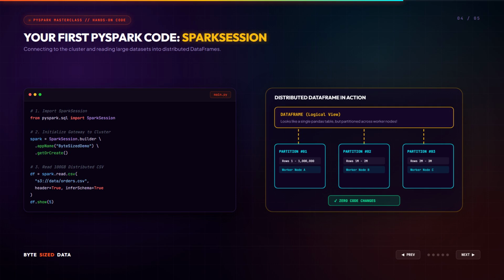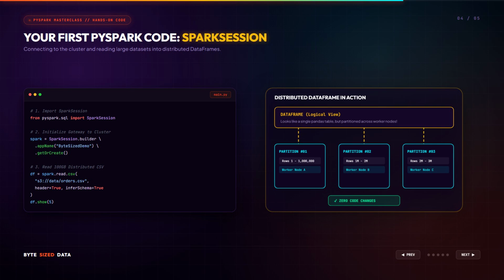On the left side in our code editor, the very first thing you create in any PySpark application is a SparkSession using the builder pattern. The SparkSession is your direct gateway to the cluster. Next, we call spark.read.csv to load our dataset into a DataFrame.